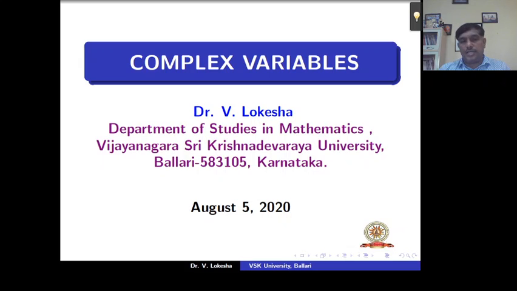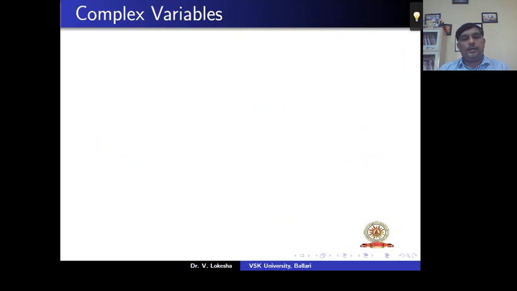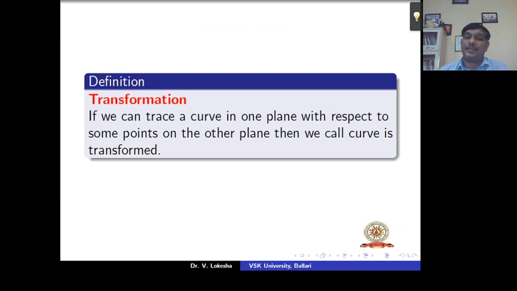In this lecture, we want to discuss one of the important topics in complex variables, that is, transformations related to complex variables. First we will start with a transformation. That is, if we can trace a curve in one plane with respect to some points on the other plane, then we call the curve transformed.